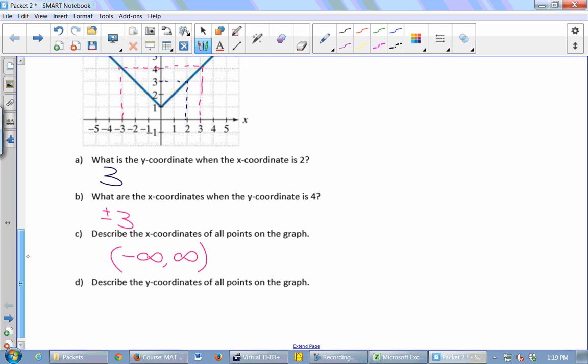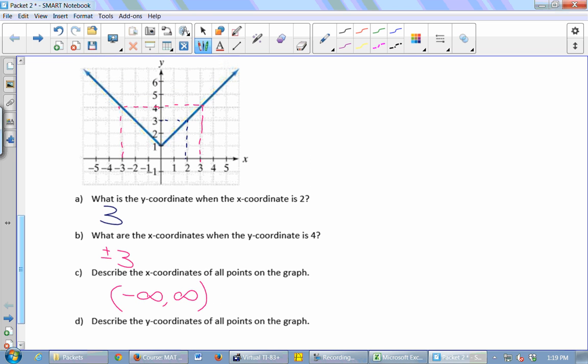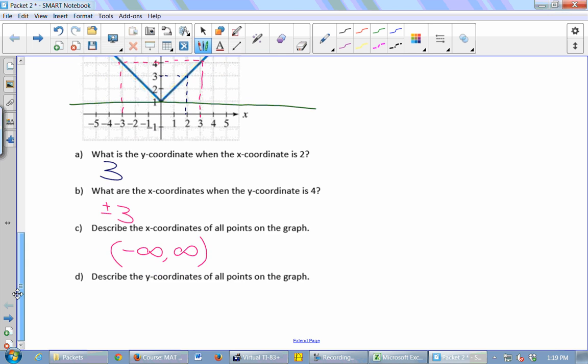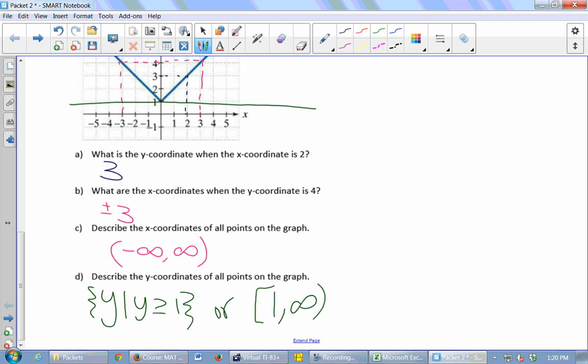All right, what if I wanted to describe the y coordinates of all points on that graph? 1 is the smallest y coordinate. This graph only lives right here and up, right? Yes, you could say y is greater than or equal to 1. The set of all y such that y is greater than or equal to 1, right? That would be set builder notation. Or you could say 1 to infinity, with a square bracket on the 1 because we include the 1, and a parenthesis on the infinity.